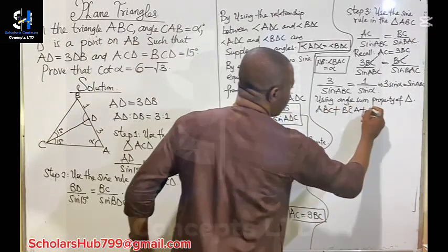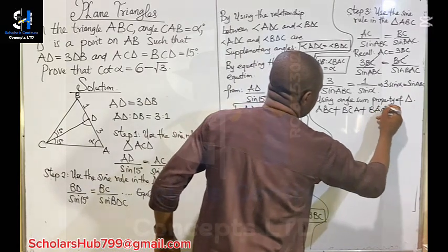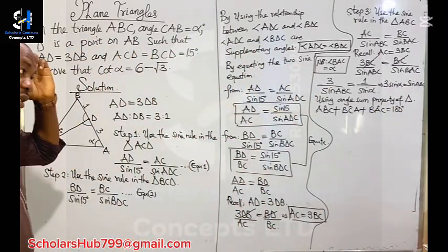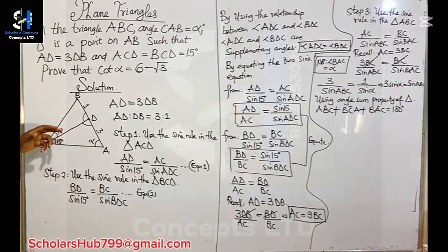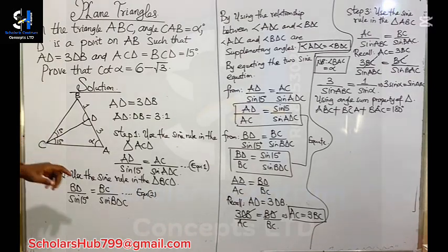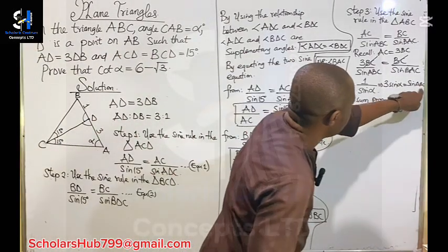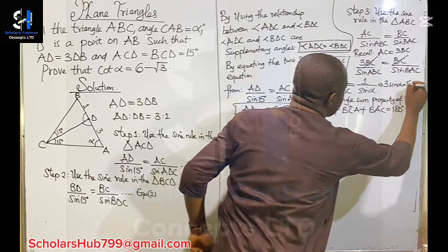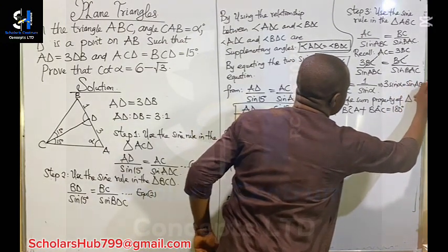So we have BAC, and that equals 180 degrees. Now we have ABC. ABC is what we have here. Okay, we have sine ABC. This is equal to sine ABC.